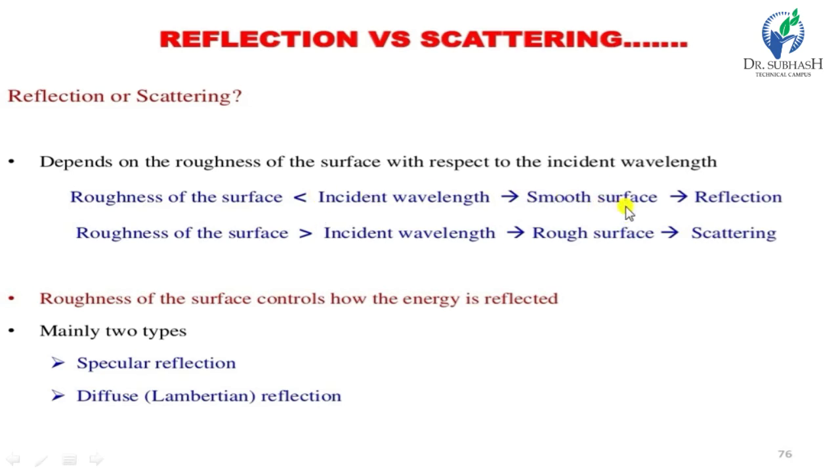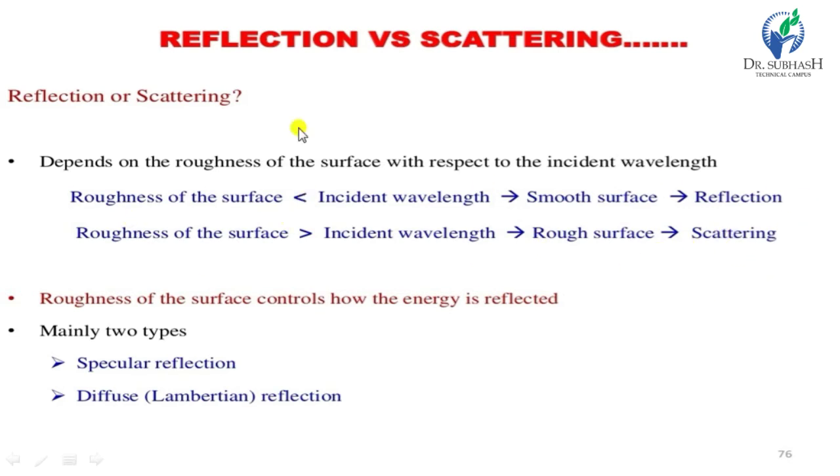If the surface is smooth, the reflection is more. And if the roughness of the surface is more, the incident wavelength is smaller, and on the rough surface scattering is done.